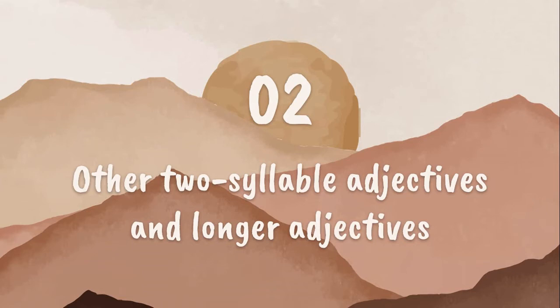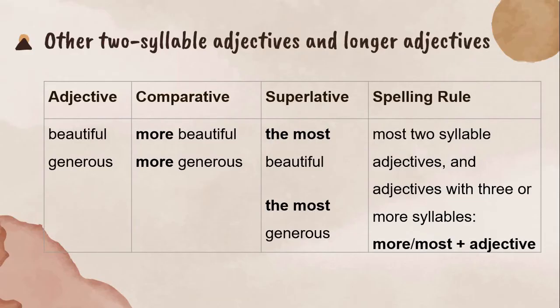Second section, we are going to see other two-syllable adjectives and longer adjectives. Most two-syllable adjectives and adjectives with three or more syllables take more or most plus the adjective. So they come at the beginning. For example, beautiful becomes more beautiful, and as a superlative, the most beautiful. Another example, generous becomes more generous, and in the superlative form, the most generous.